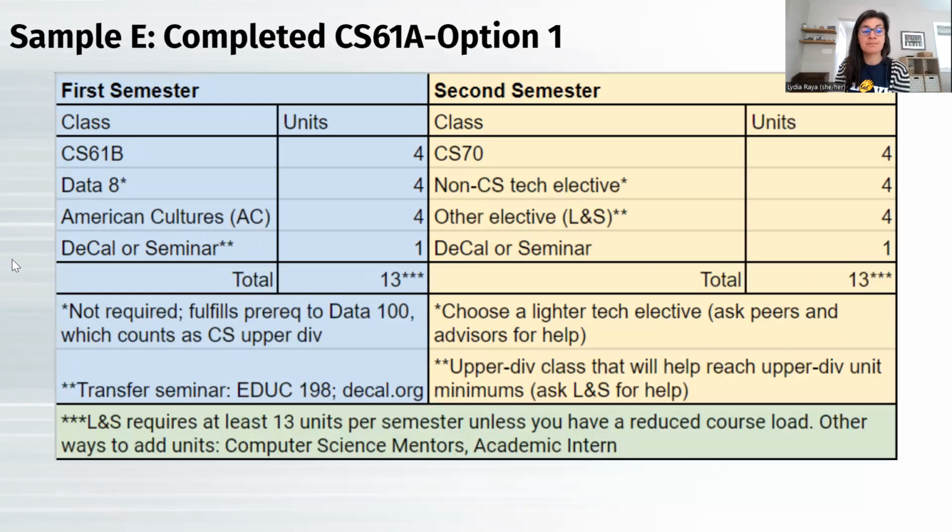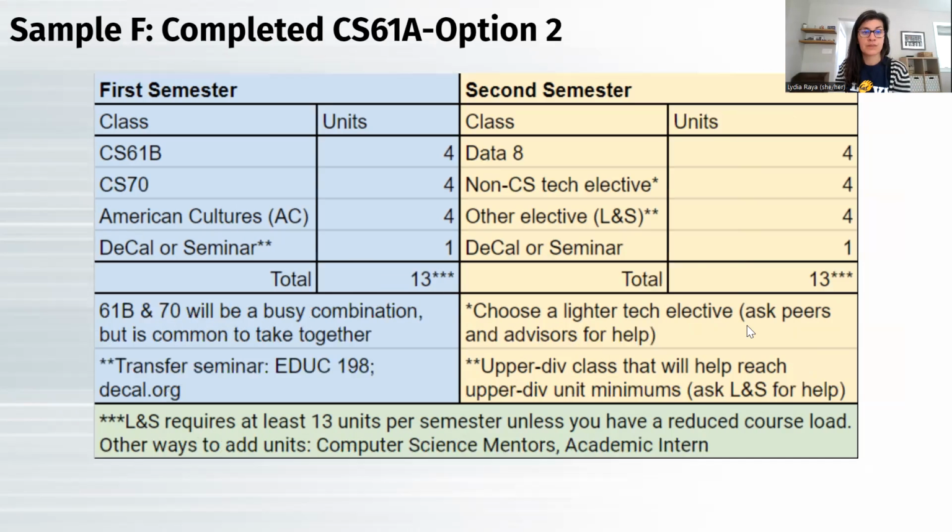And then some students come in having completed 61A. So there's a couple options. You could spread out 61B and 70 from each other. And then you can see the other classes here are pretty much the same. Data 8 in the fall, maybe a non-CS tech elective in the spring. So this is helping to balance your schedule. And then the second option would be to take 61B and 70 together in the fall, which is busy, but it's totally doable and students do it.